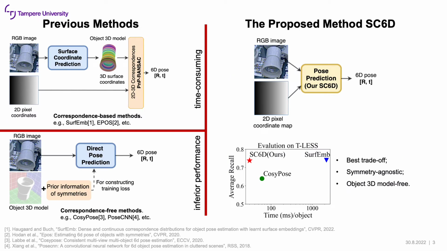Most previous methods are either based on the 2D to 3D correspondences to recover the 6D pose using PnP RANSAC, like Symmetry-in-Bay, or directly regress the 6D pose parameters using deep networks, such as CosyPose. These correspondence-based methods are usually not fast enough for real-time applications due to the time-consuming PnP RANSAC. The direct pose prediction approaches can ensure real-time inference, but the performance is usually inferior to the correspondence-based method.